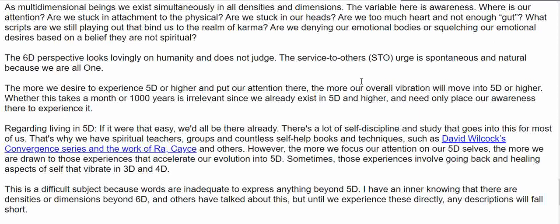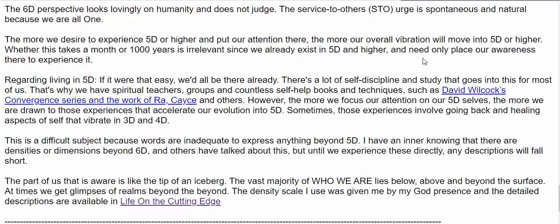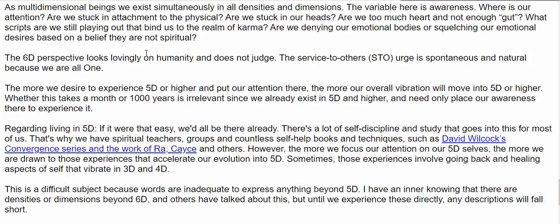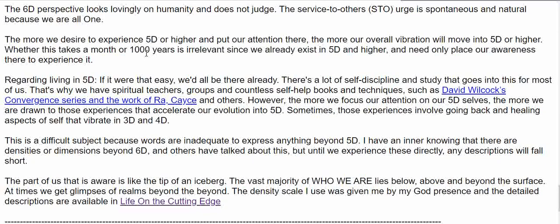Service to others is an urge that is spontaneous and natural because we are all one. The more we desire to experience 5D or higher and put our attention there, the more our overall vibration will move into 5D or higher. Whether this takes a month or 1,000 years is irrelevant, since we already exist in 5D and higher, and need only place our awareness there to experience it.